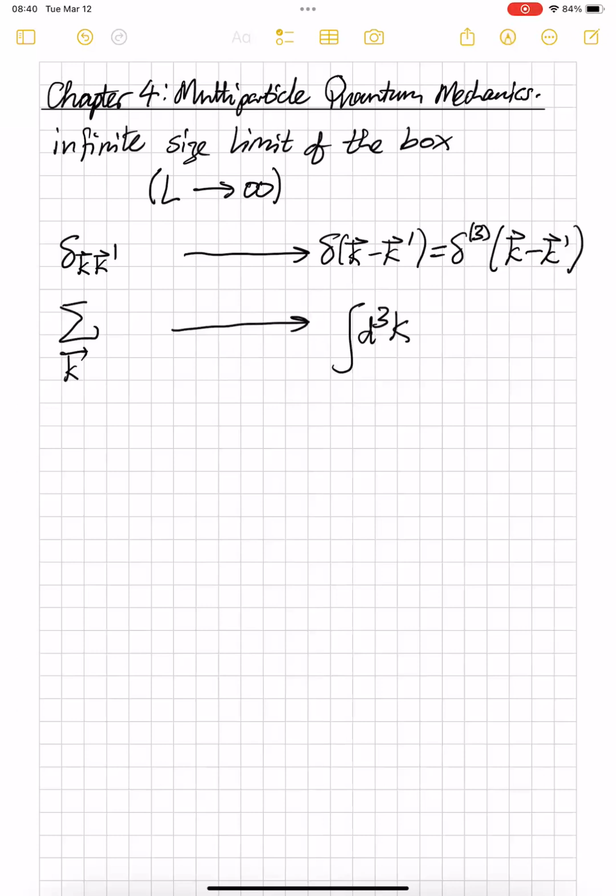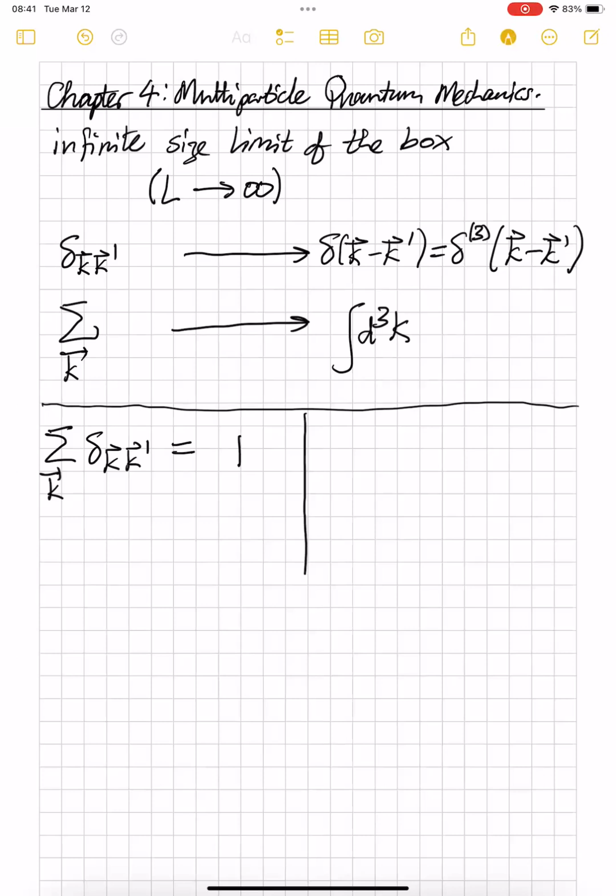Now, there's a few things going on here that I want to make explicit. And to make them explicit, I want to compare two equations. The first one is we have a sum over k of delta of k, k primed. Because we sum over all possible momenta, that sum is just 1. Very good, no problem. Then the analog of this in the infinite volume limit, we would have an integral over these continuous momenta, d3k, of delta of k minus k primed equal to 1.